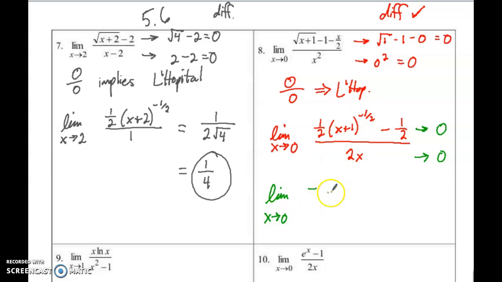So bring that -1/2 in front. x plus 1 is now to the -3/2 power. The derivative of -1/2 is 0. Derivative of 2x is 2. And same thing as before, but now we can put equals because 0 plus 1 is 1, to any power is still 1. We have -1/4 divided by 2, which gives me -1/8.